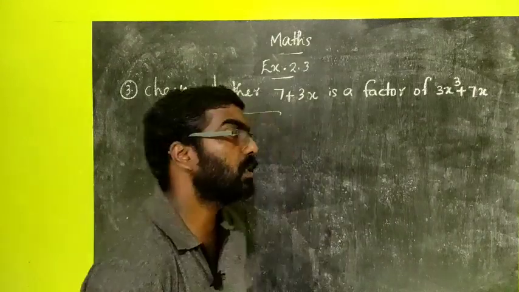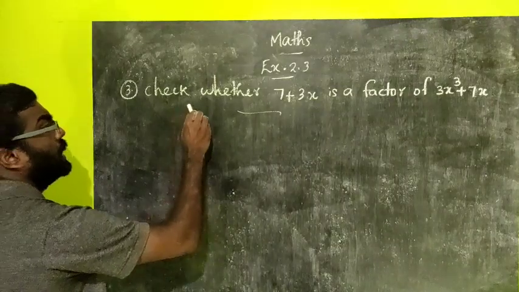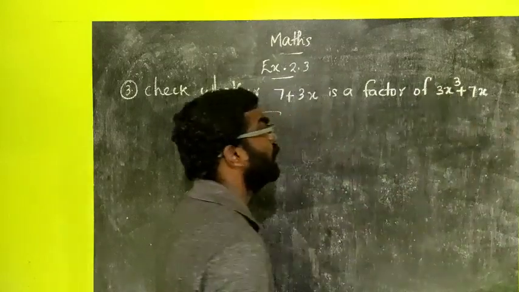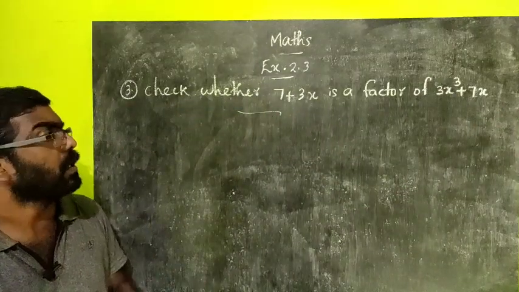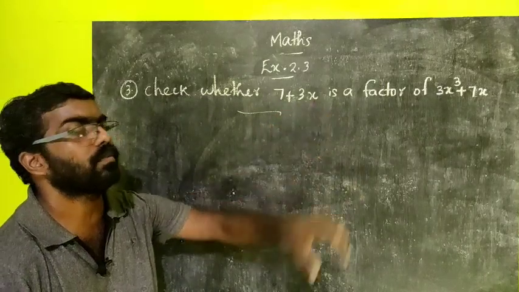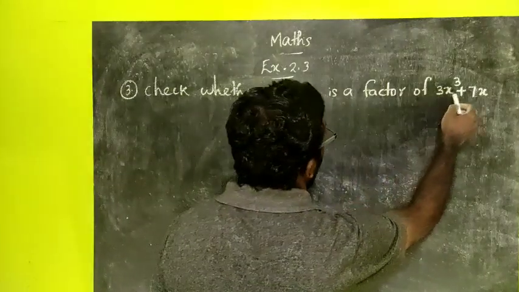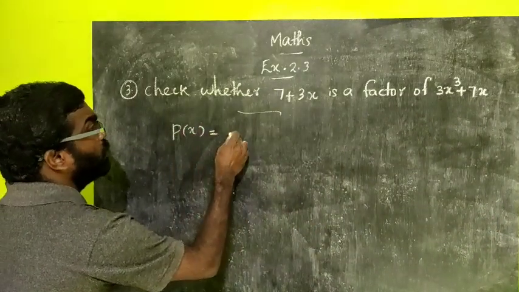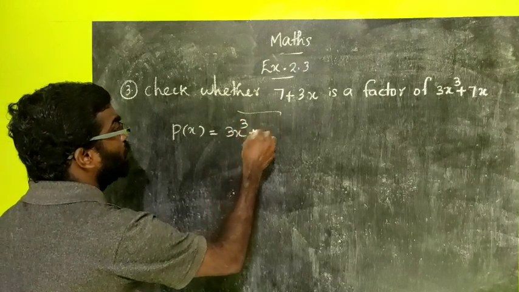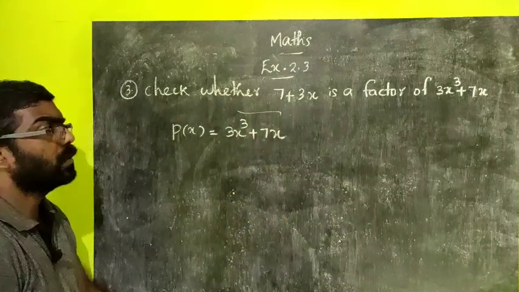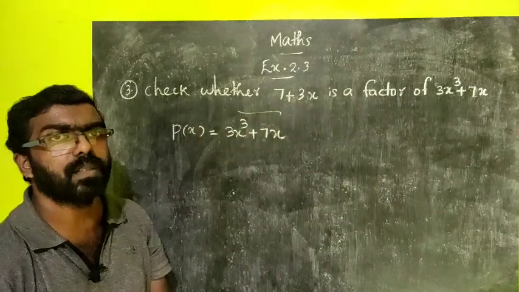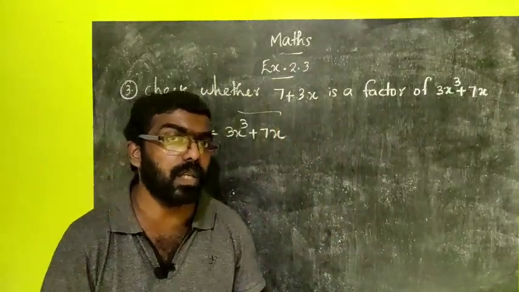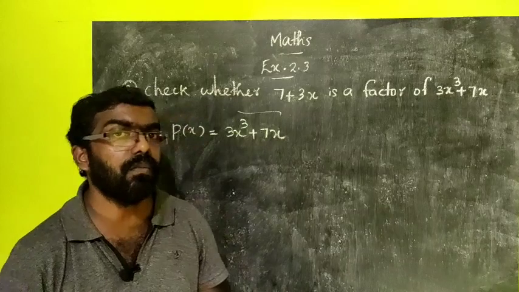Now we move on to the last question in this exercise, and it is: check whether 7 plus 3x is a factor of 3x cube plus 7x. So we have to check whether 7 plus 3x is a factor of this polynomial, that is 3x cube plus 7x. That polynomial we can take as p of x. p of x is equal to 3x cube plus 7x. Now we have to check whether 7 plus 3x is a factor of p of x. While dividing p of x by 7 plus 3x, if the remainder is 0, then we can conclude it is a factor of p of x.